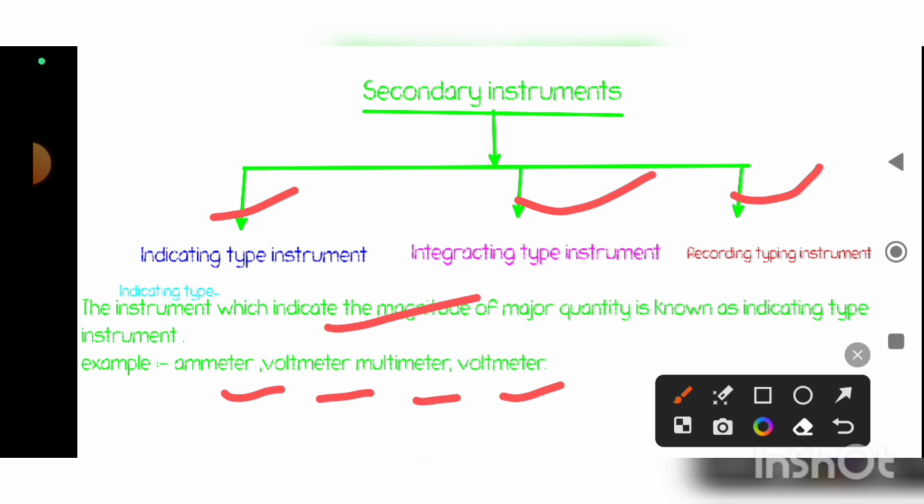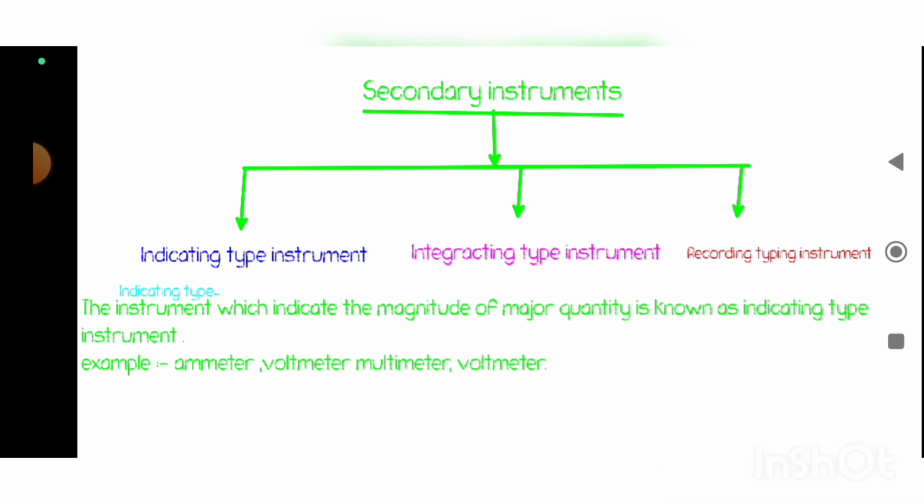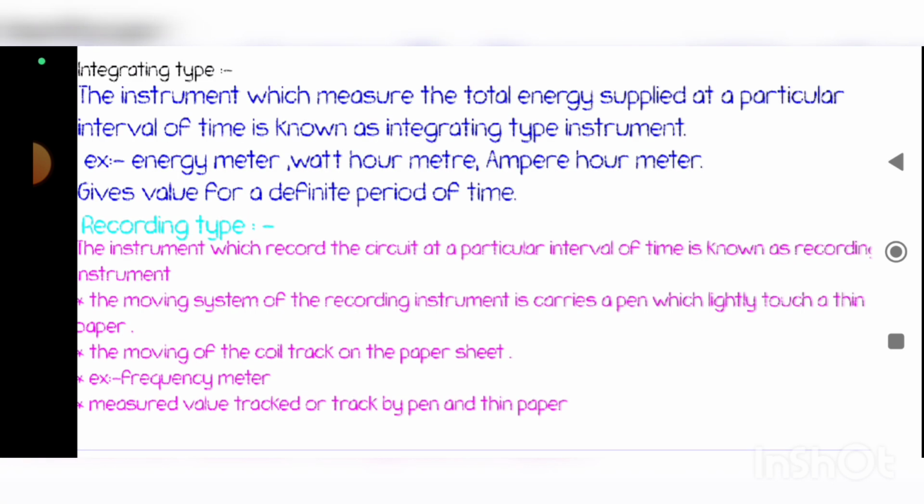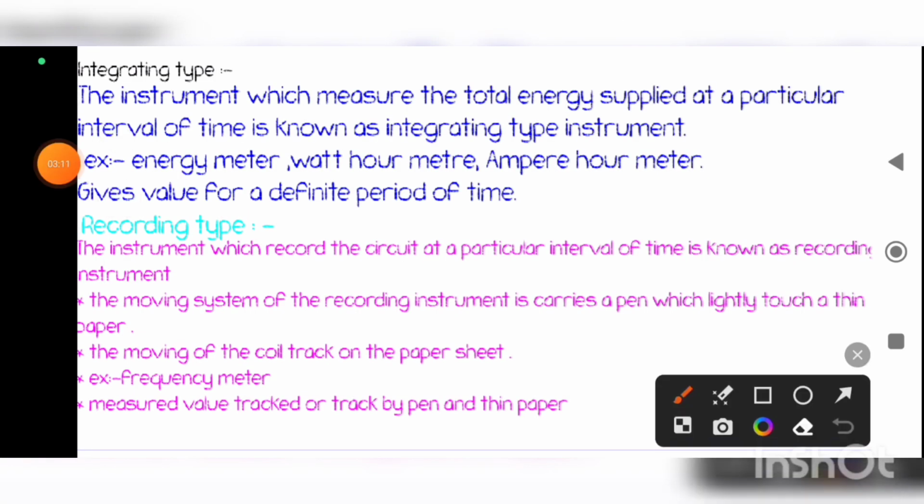Then let us study the integrating type instrument. In an integrating type instrument, the instrument which measures the total energy supplied over a particular interval of time is known as an integrating type instrument. For example, energy meter, watt hour meter, ampere hour meter. It gives a value for a definite period of time.